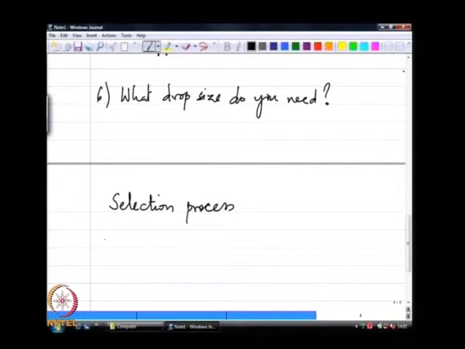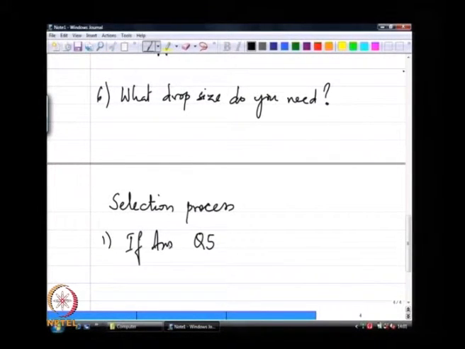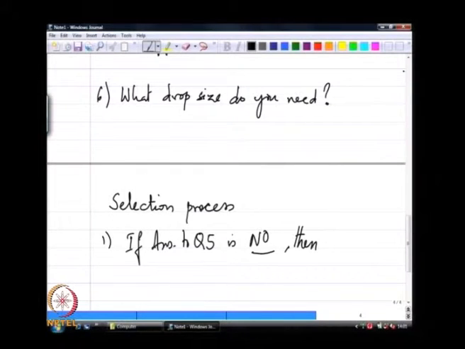In the selection process, then you are restricted to simplex nozzles as pretty much the only choice. Now, we will go through this one by one.